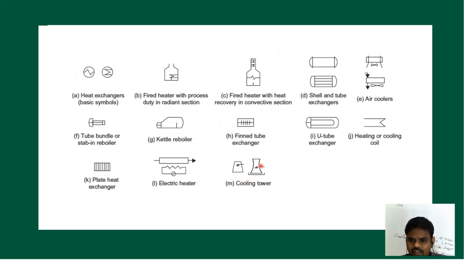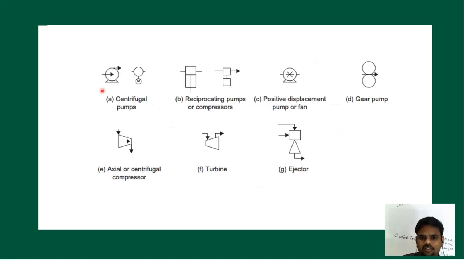Cooling tower is mostly represented like this. These are all actually gigantic towers which we can see in our thermal power plants or other power plants. Heat exchangers, shell and tube heat exchangers are represented like this. Different types of pump like gear pump, positive displacement pump, reciprocating pump, centrifugal pump. There is a way to represent them in the system.